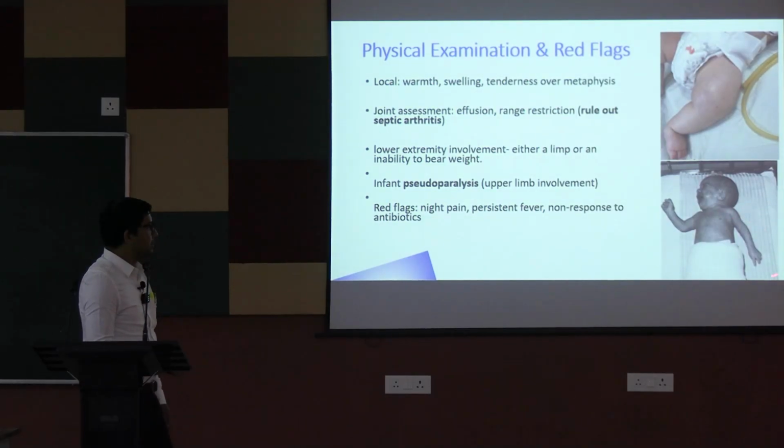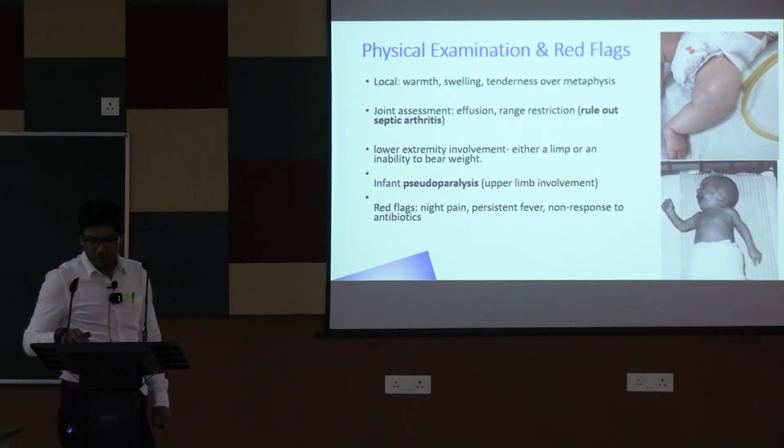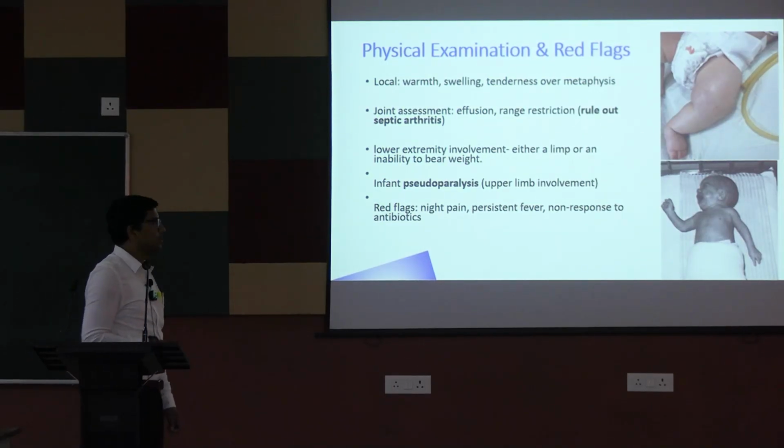So, this is also an important sign: if you get an irritated child with systemic signs and symptoms, and the baby is not moving the upper limb, appearing as if paralyzed, keep in mind that it could be septic arthritis or osteomyelitis. And important red flags, these are the danger signs: patients having night pain or persistent fever, who are not responsive to the antibiotics, then you have to suspect that something is wrong and something is chronic.